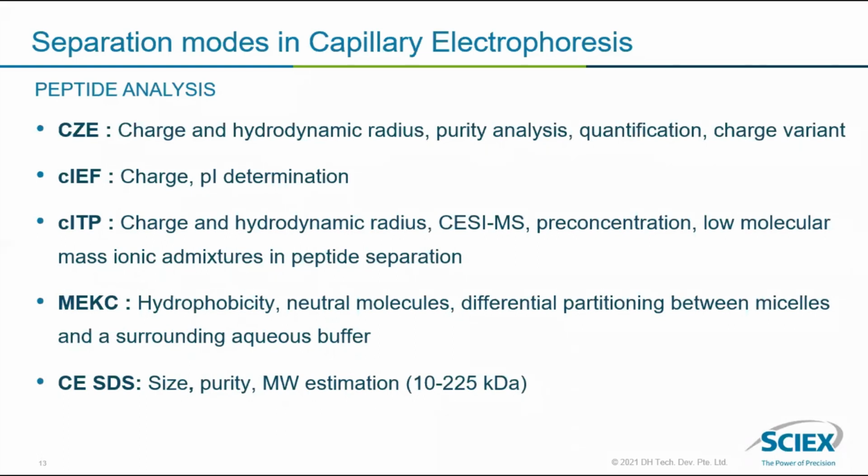The next application is capillary SDS. This is a very good method to characterize the molecule based on its size heterogeneity. You can calculate the size of your peptide or the impurities, check the purity of your main peak, and also calculate the size of your molecule. The limit for this method is 10 to 225 kilodaltons. If your peptide falls in this range, you can use the CE-SDS application for size-based analysis.